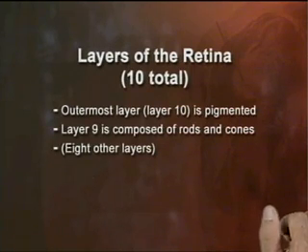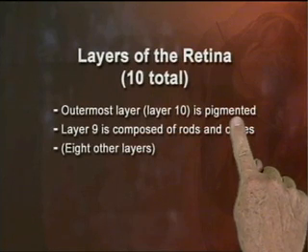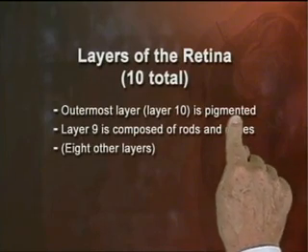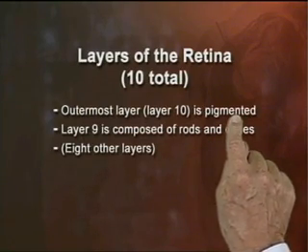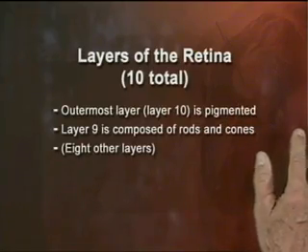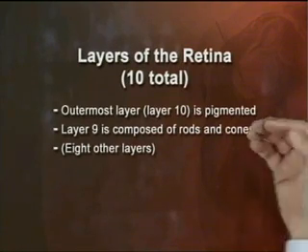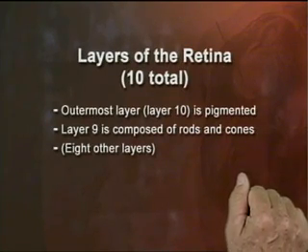Now, this pigmented layer is very well developed in animals that are active at night, nocturnal animals. And you've been driving along at night and seen a skunk or a deer or something like that, and you can see their eyes shine in the headlights of your car because the light is going in, striking that pigmented layer, and then is being reflected back out toward you where you pick it up.